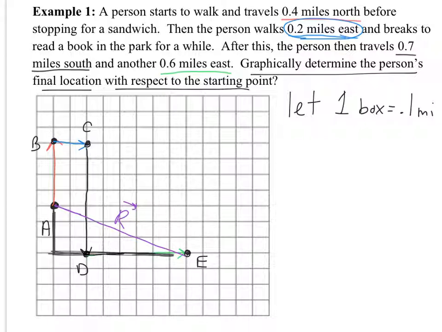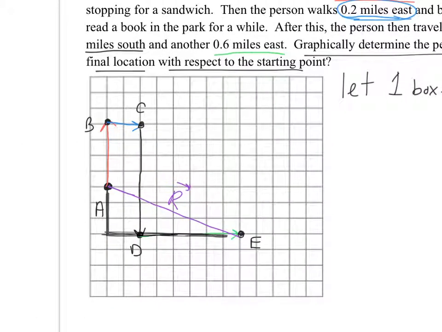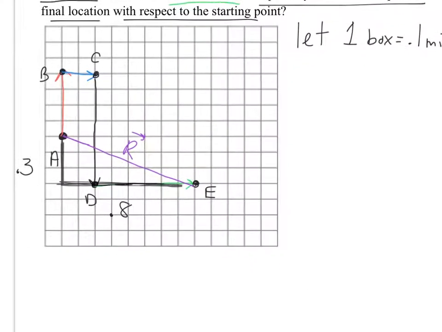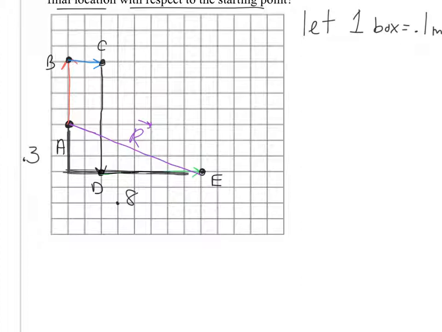So I've got a triangle whose legs are 0.3 on the left and 0.8 on the bottom. How can I figure out the length of that hypotenuse? Anybody? Pythagorean theorem, always. A squared plus B squared equals C squared. C is the resultant. So 0.3 squared plus 0.8 squared equals R squared. You've done this in geometry class.